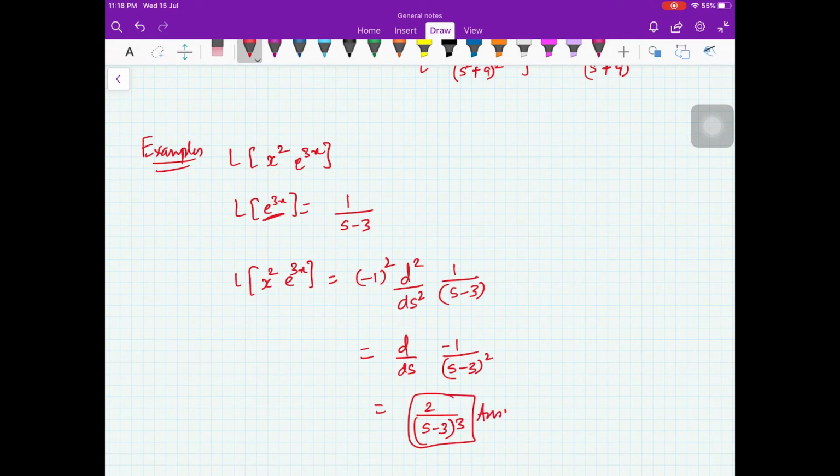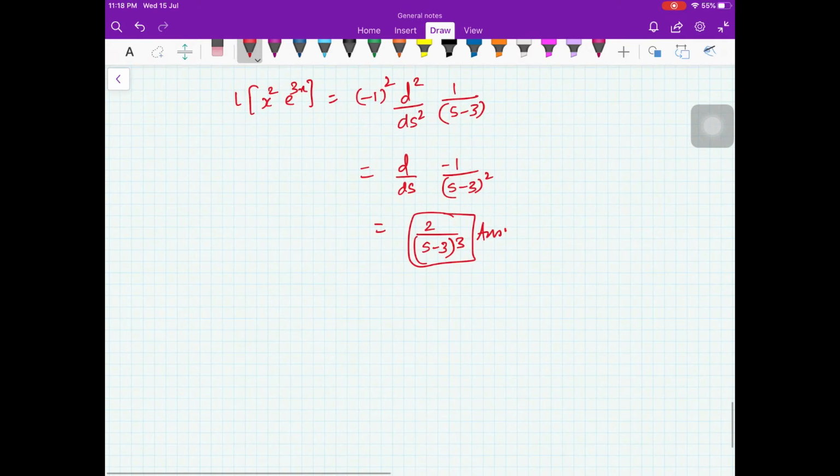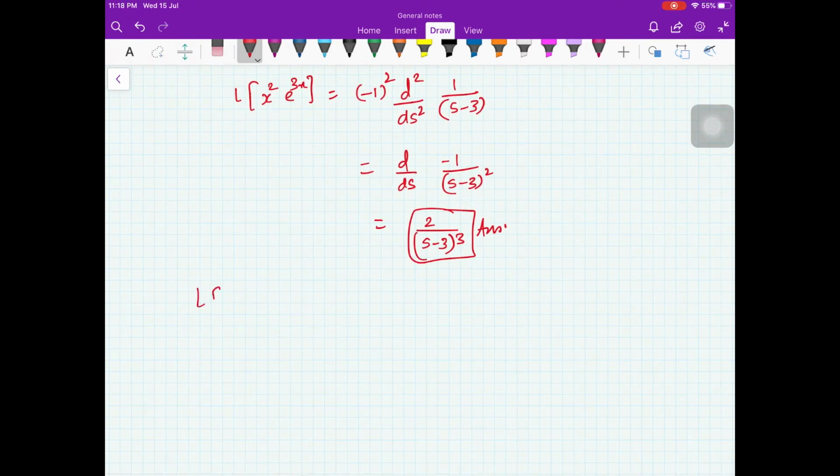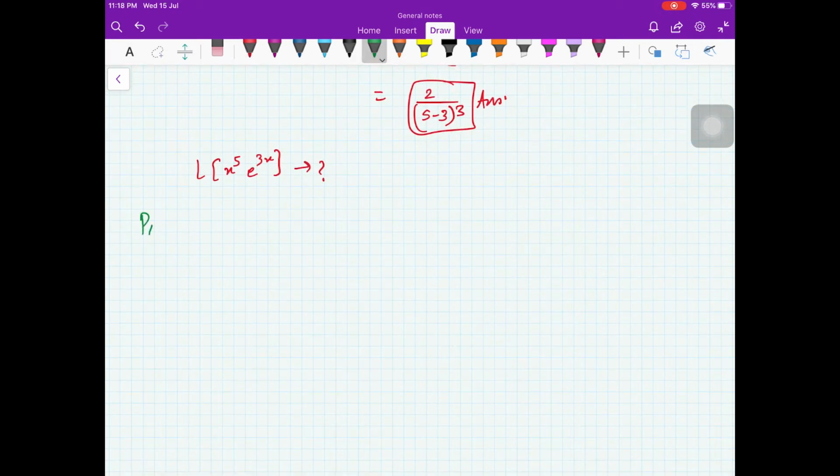Clear? So like this you can have many problems. I can give you more if you want. Suppose you want to find out L of x raised to power 5, or if you want to do many calculations, e raised to power 3x. You can compute this, right? Okay. Now let us look at the next property.